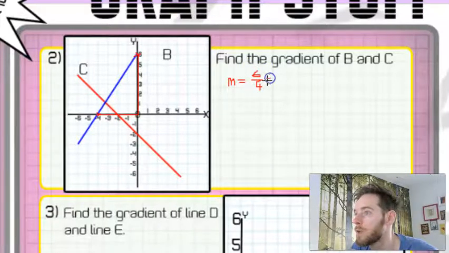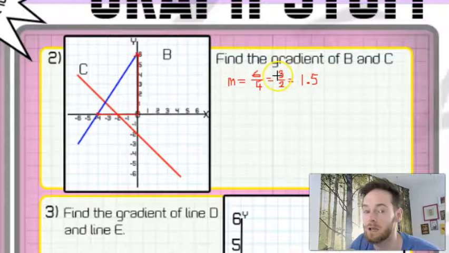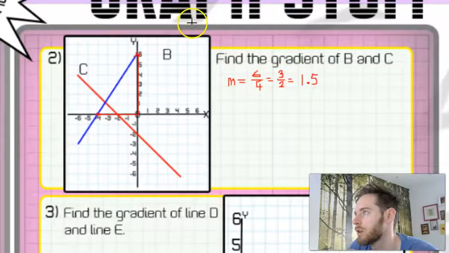That equals, halving both those numbers, 3 over 2, which if you wanted to, you could write as a decimal, 1.5. But 3 over 2 would be fine. I quite like keeping my gradient as fractions. It's easier to calculate with, I think, most of the time.